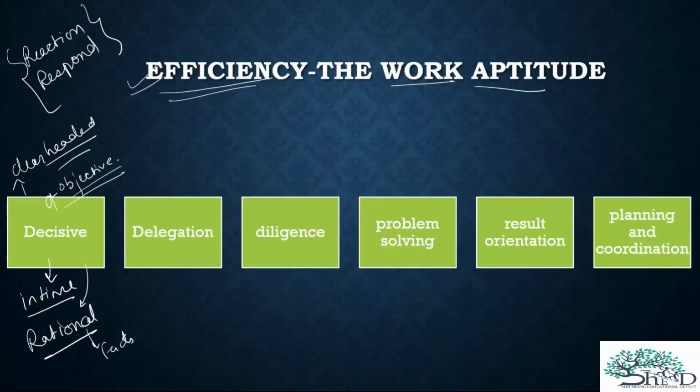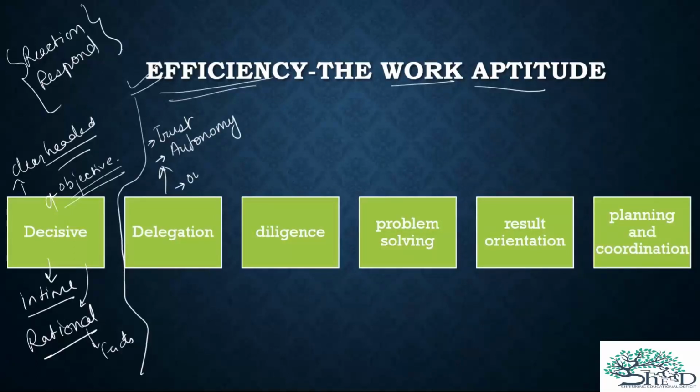So basically you should be basing your decisions on facts and not on biases of your own, not on your prejudices and so on. Delegation means distributing, or basically letting others do the work, giving your work to your subordinates. Practically it translates into that, and you need to do this by trusting your juniors or colleagues, by giving them autonomy and ownership.